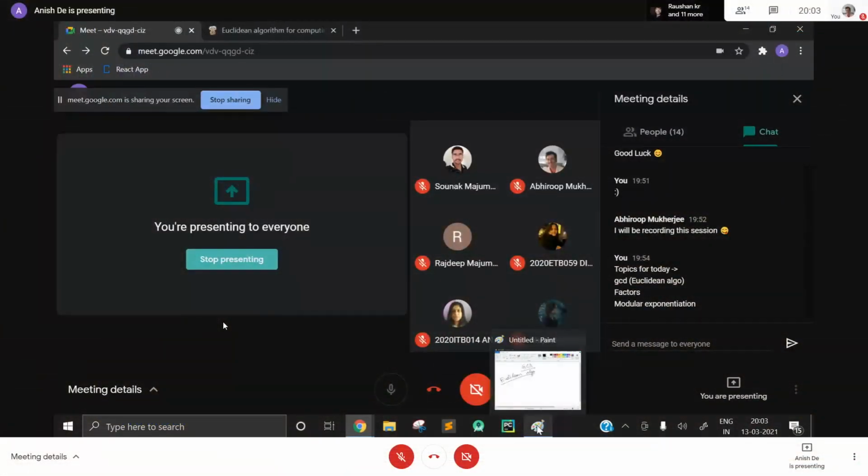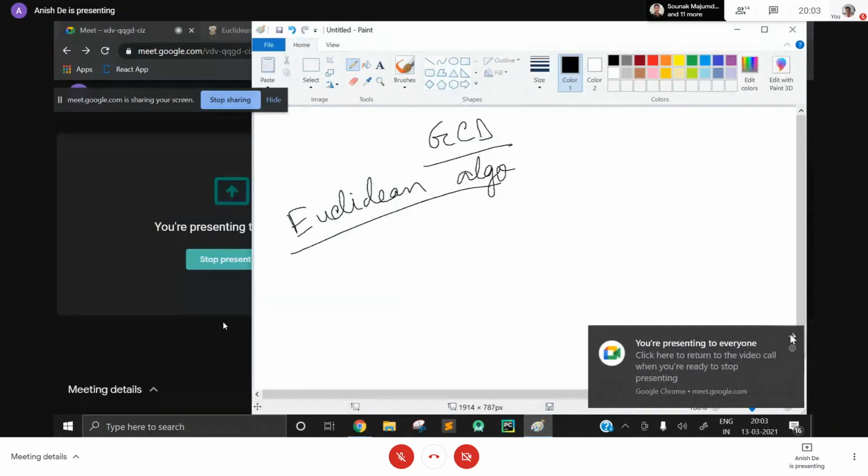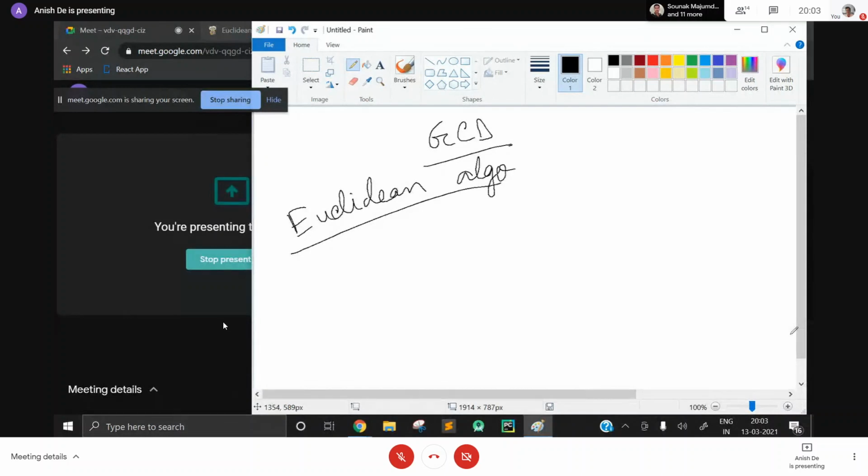So, guys, we are starting. The first topic of today is finding GCD using the Euclidean algorithm. As you all know, GCD is the highest common factor. For example, GCD of 2 and 4 is 2, 4 and 8 is 4, and so on. The easiest and the fastest way to calculate GCD is using the Euclidean algorithm.